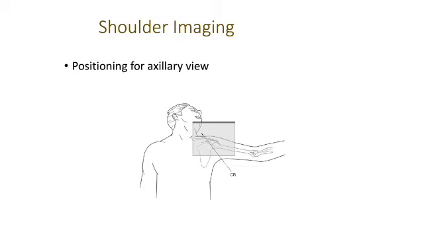Another special view that we're going to have for the shoulder is going to be an axillary view. This view is very similar to the axial lateral view that we took of the hip. Basically we place that arm, again, externally rotated, in abduction, but we don't shoot an AP, we shoot from inferior lateral to superior medial. So definitely know where your x-ray beam is coming from and where it's going to.